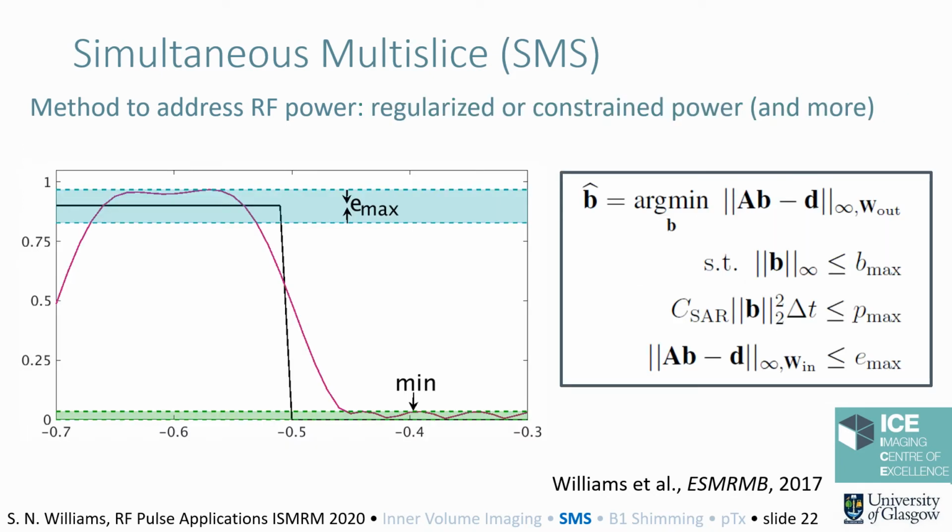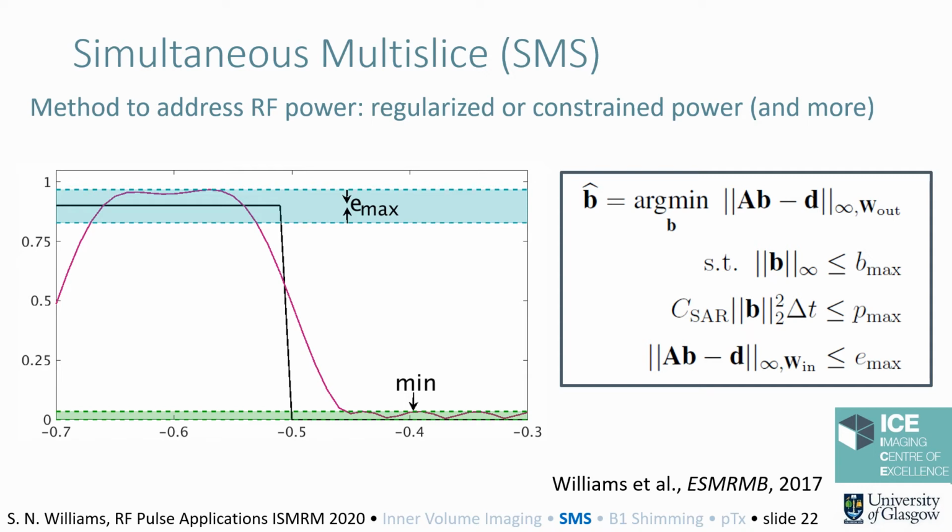Our recent work in SMS pulse design faced hardware and power limitations by directly addressing them during pulse design with constrained optimization. In this example, we designed small tip angle multiband pulses with the goal of minimizing the out-of-slice ripple that is a common trade-off with slice selection.